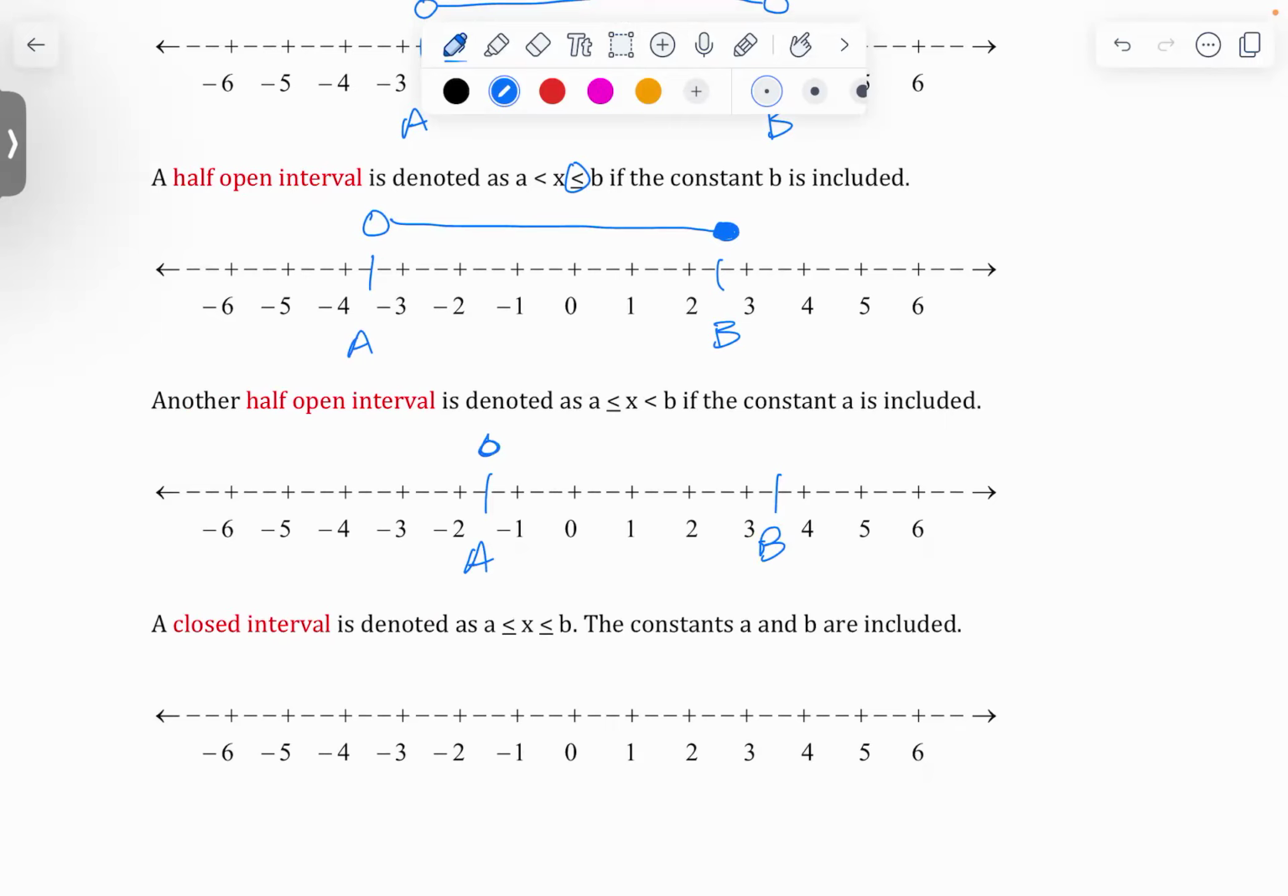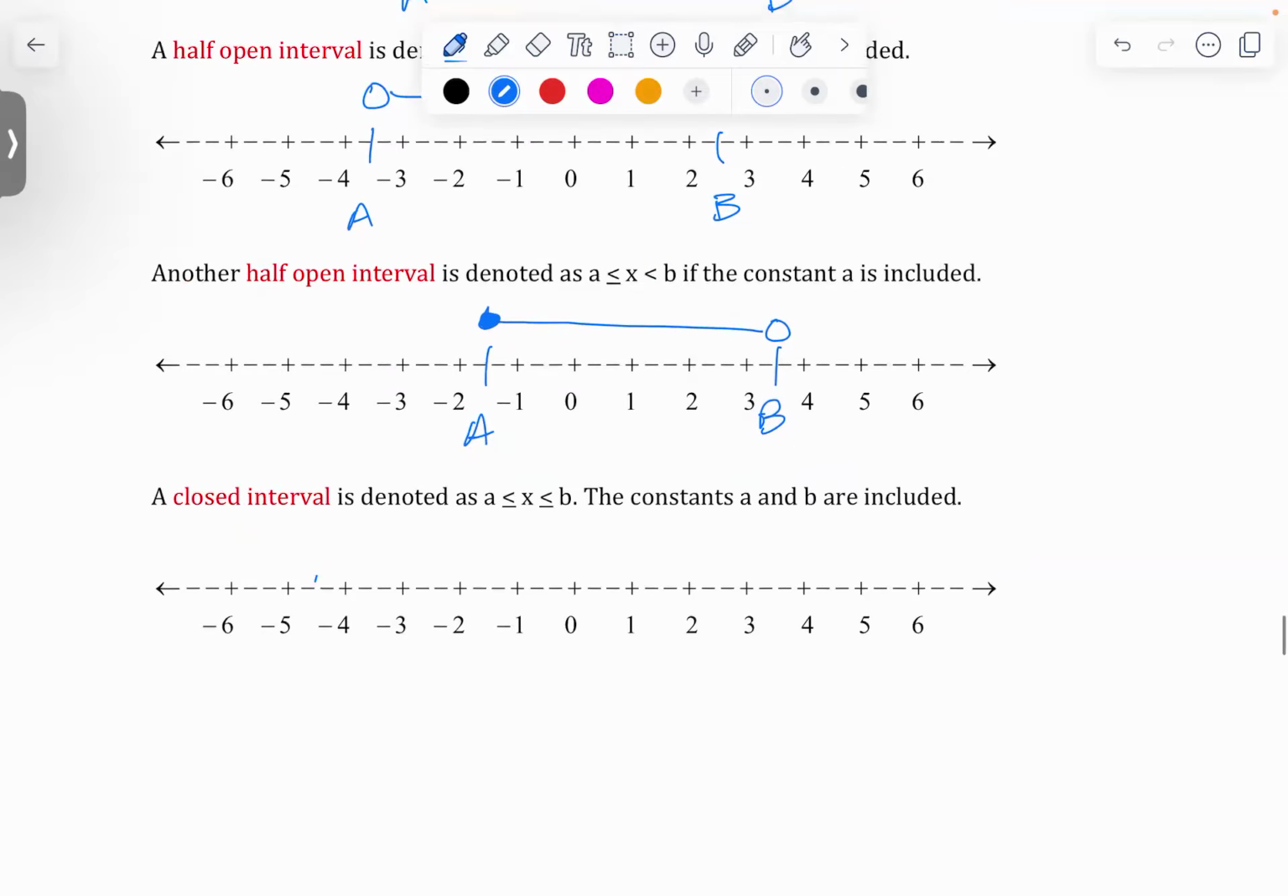Similarly, now I'm including A, closed circle, up to B excluding. Notice strict means excluding that value, not including it. With the line underneath, that means including that value, that value and more, not just more. And similarly, if I have the value A and the value B, I am including, closed circle, both those values.